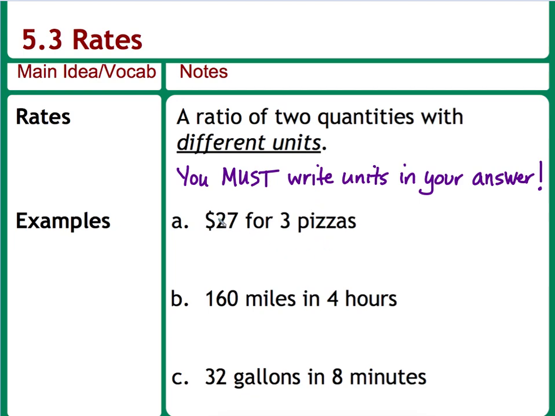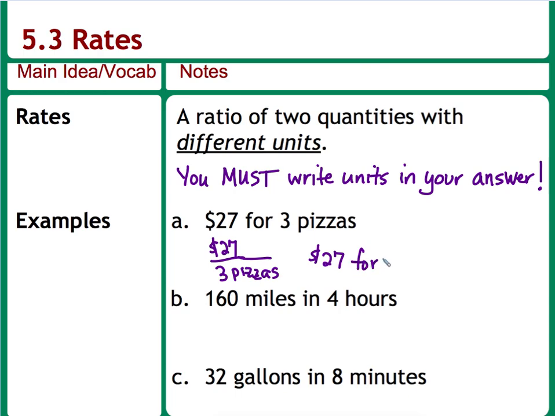So for example, we have $27 for 3 pizzas. When we write this rate, we must always write the units as part of our answer. So we can write this a couple ways. First, we could do it as a fraction. So we could do $27 for 3 pizzas. Notice I'm using the units. Or we could write it as a phrase.